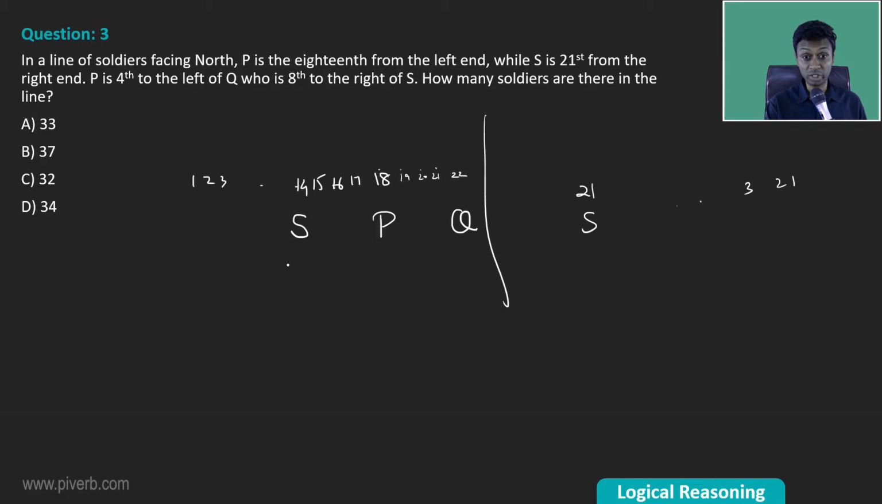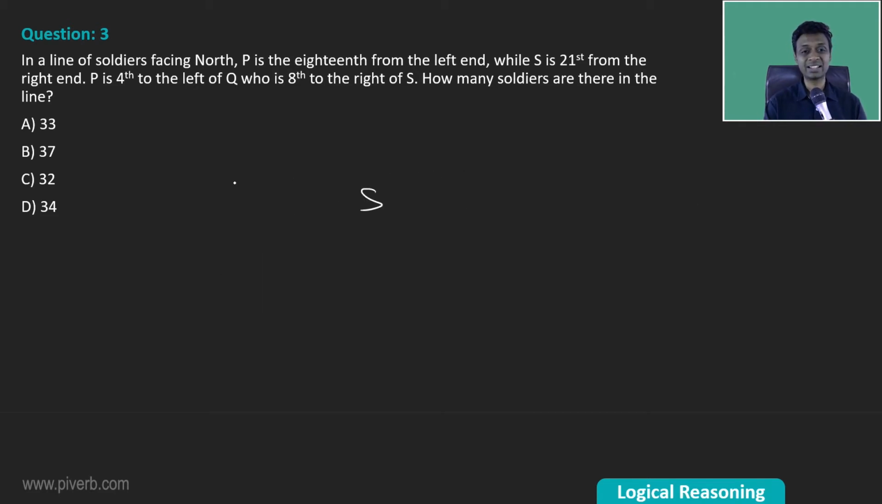Now we've got this thing going. So now we know S is 14th from the left and 21st from the right. Or totally, it should be 14 plus 21, 35. Is that right? There's something funny about this. Think about it. You want to think about only S. Fine. So S is 1, 2, 3, 14th from the left, and 1, 2, 3, 4, 21st from the right. How many people are totally there?